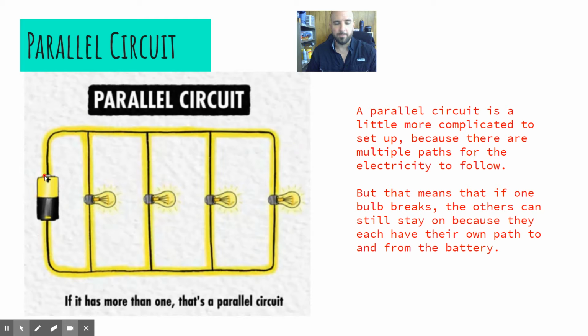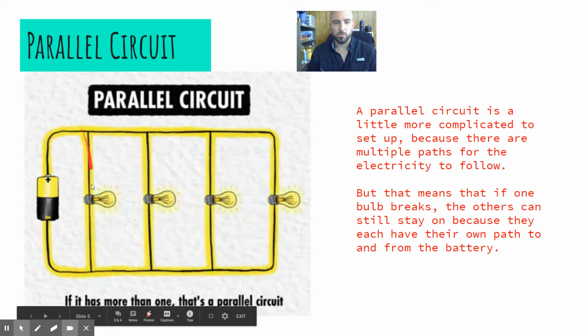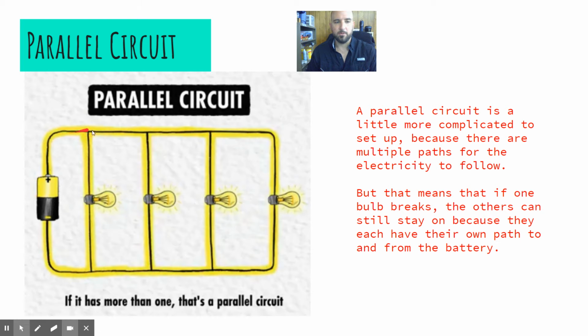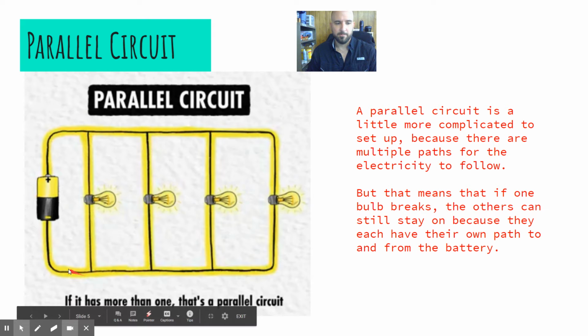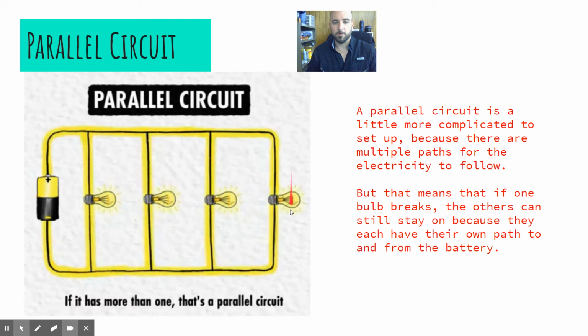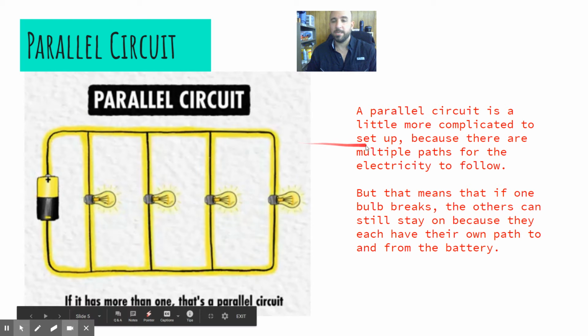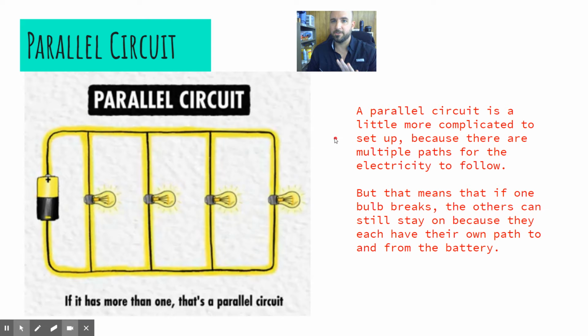So we have one path going from the battery through the first bulb and back to the battery. So this guy has his own loop here. Then we've got the second bulb from the battery through the bulb and back through the battery. So we've got a second loop here. And then the third bulb has its own loop going here. And then the fourth bulb has its own loop going here. So we actually created 4 different loops of energy traveling throughout this whole circuit here with a parallel circuit. It's more complicated to put together, but that means if one bulb breaks, the others can still stay on because they each have their own path to and from the battery.